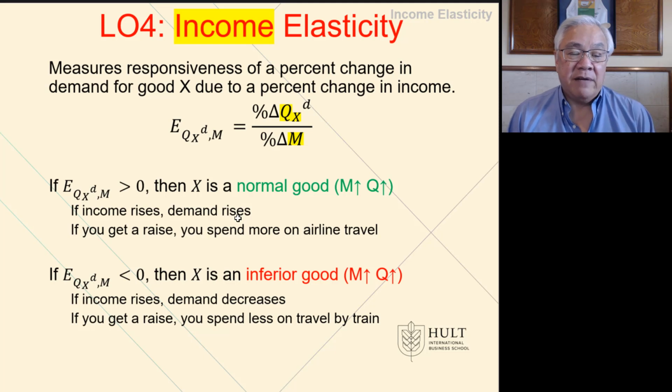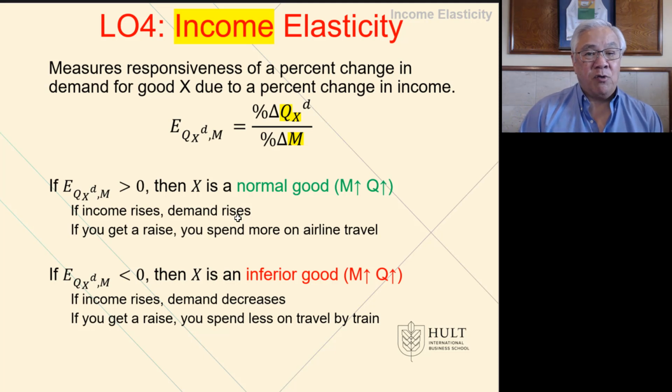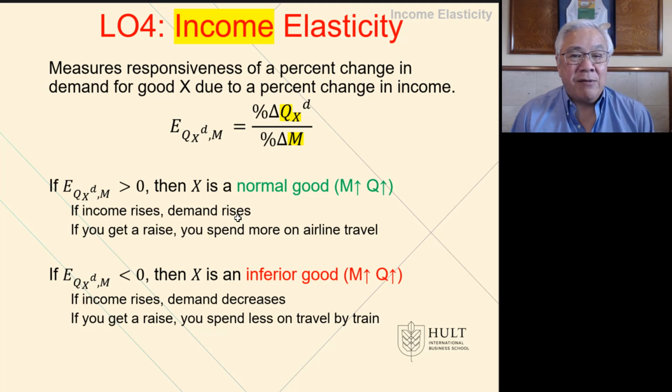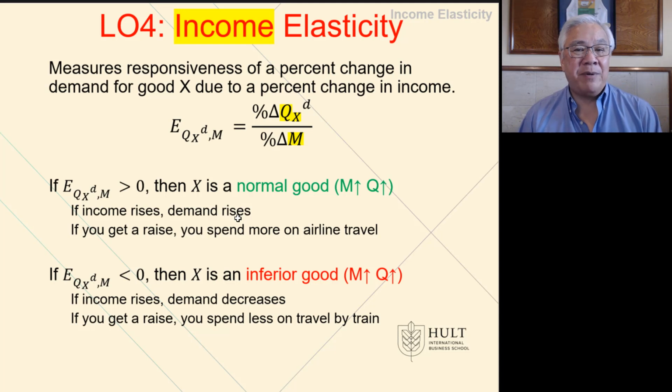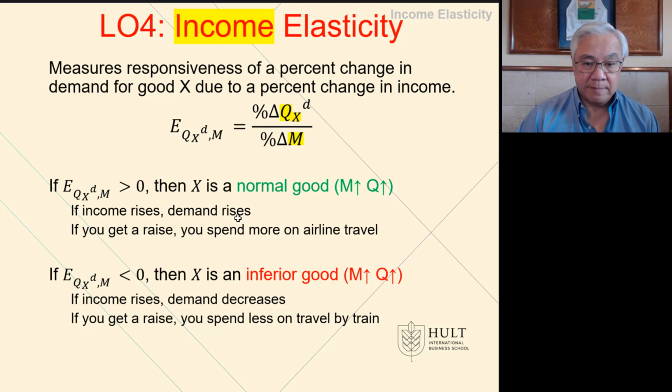An example of a normal good might be airline travel. So if you have a raise, then you're more likely to go traveling by air, fly to Hawaii for a vacation. If, however, you get a raise and you spend less, then an example might be riding by train. So if you have a raise, you might say, hey, I don't have to ride the train. I can hop on a plane and get there faster. So this is an example of an inferior good, where the higher your income, the lower your consumption.